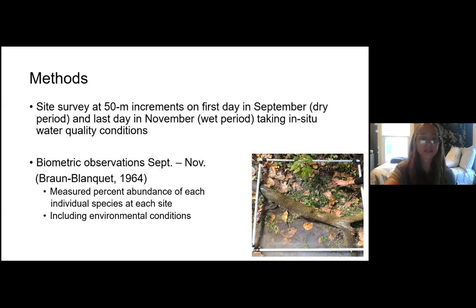And another thing that we did at the start of each 50-meter reach was take environmental conditions, basically just to further characterize each site. So this included the depth of the stream, light coverage from overhead based on shading from trees, as well as substrate class size from below. So the size of the pebbles or sand or silt.